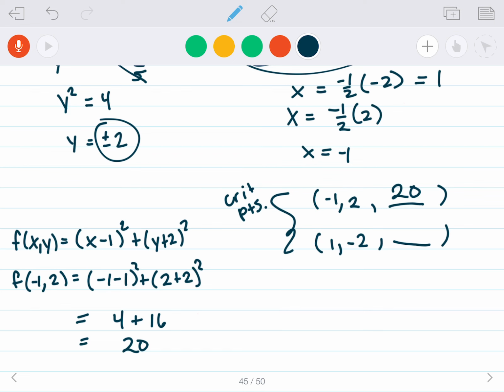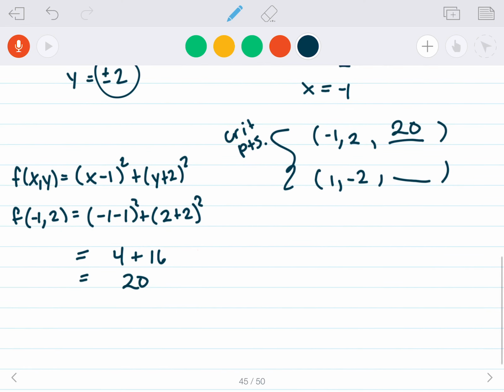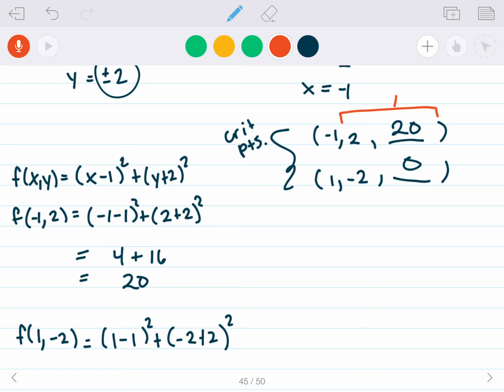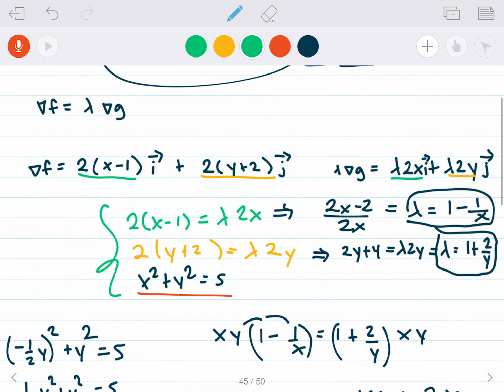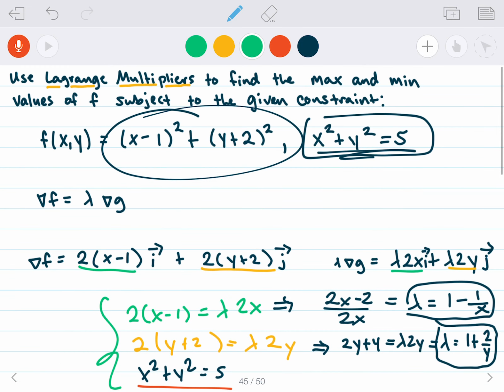And then for the other one, I have f of 1, negative 2. So that's 1 minus 1 squared plus negative 2 plus 2 squared, so that's 0. Okay, so which is the max or the min? Well, this one's higher, so this is the max. And so this is forced to be the min, subject to the constraint x squared plus y squared equals 5.